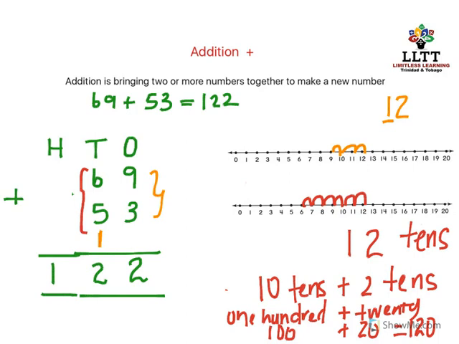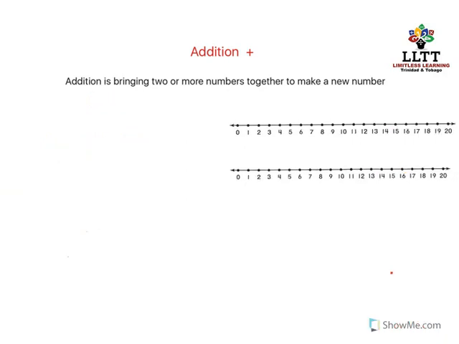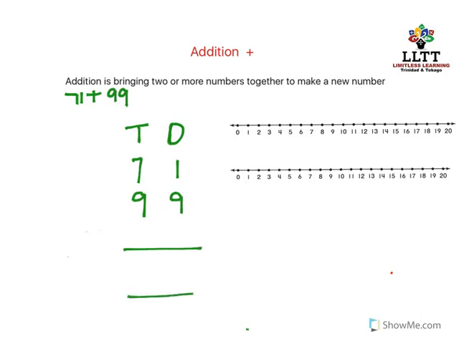Let's do another one like this. My question is going to be 71 plus 99. Again, I'm going to put my tens and my ones. 71 has 7 tens and 1 one. 99 has 9 tens and 9 ones. I'm going to put my equal sign, and I'm going to put my addition sign.